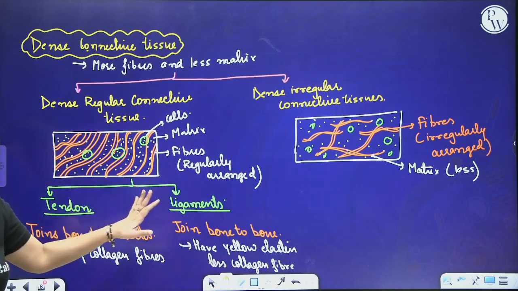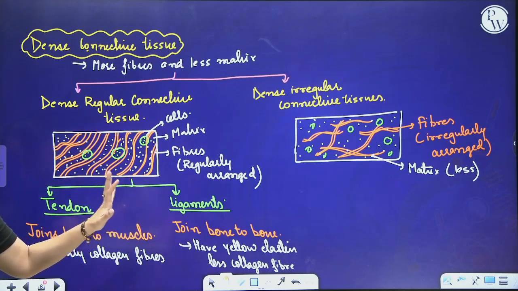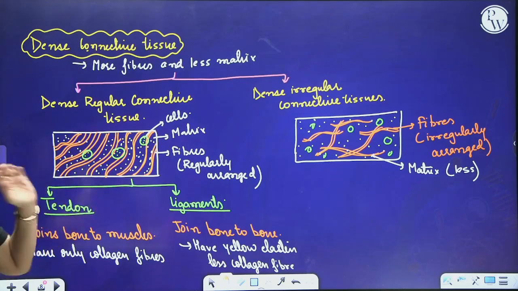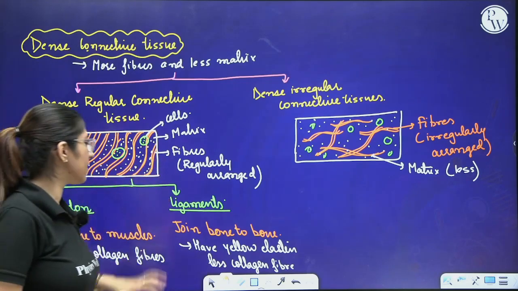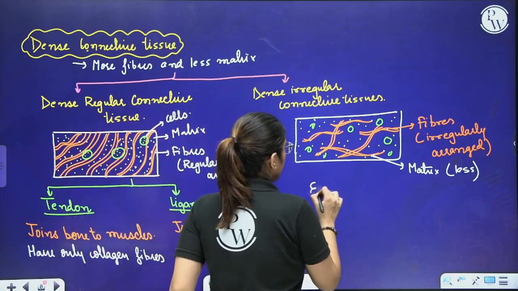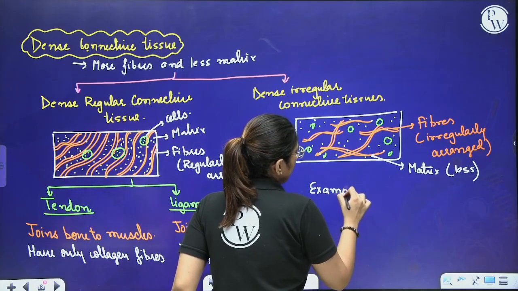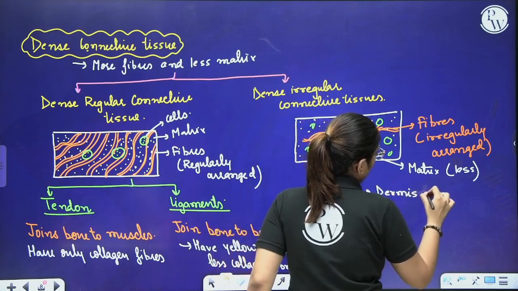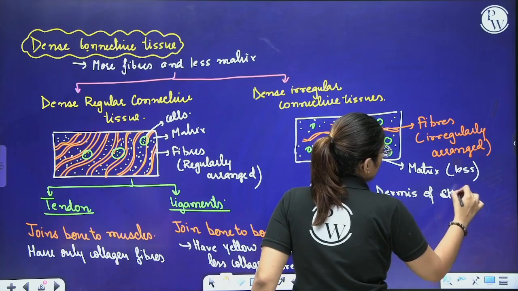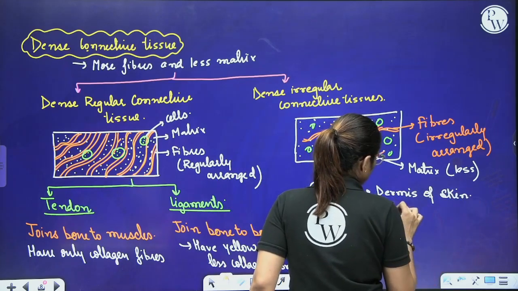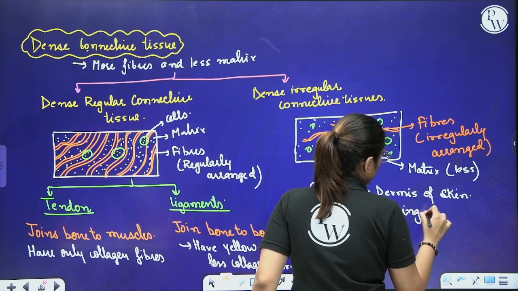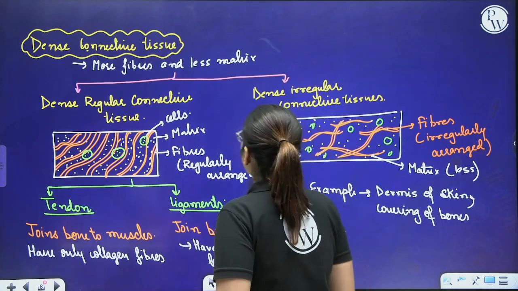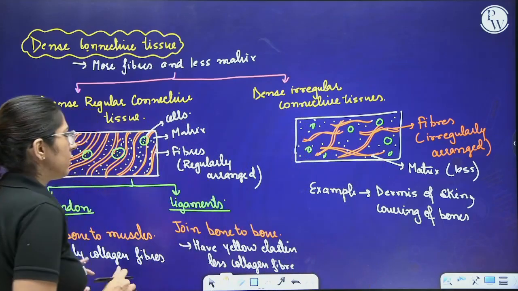Clear? Tendons and ligaments are clear. Hope you are not going to make this mistake again. Now, where are you going to find the dense regular connective tissue? Dense regular connective tissue you are going to find in the dermis of skin, and also the covering of bones. This is where you are going to find the dense irregular connective tissue. With this, we are done.